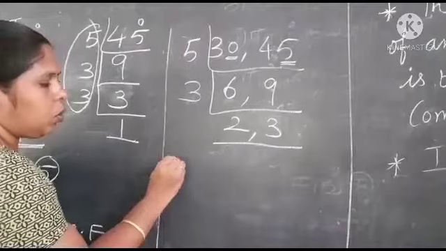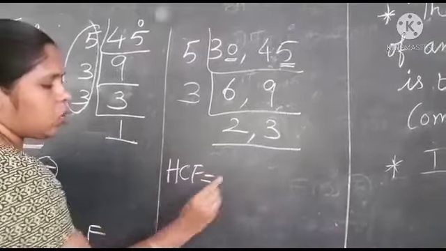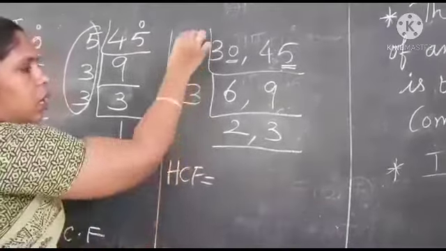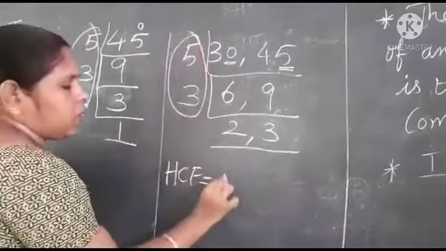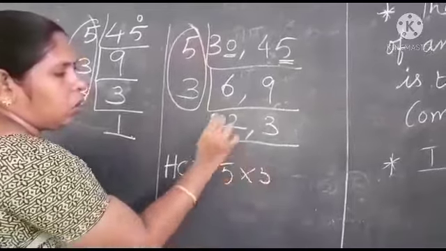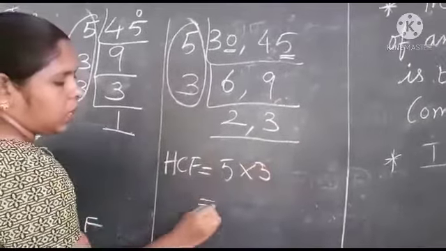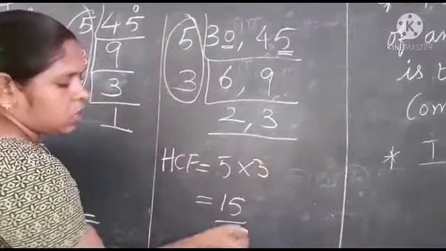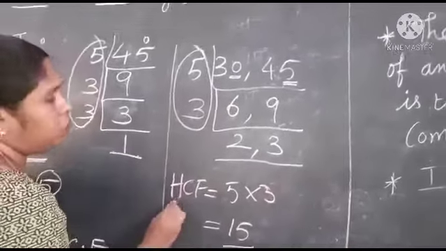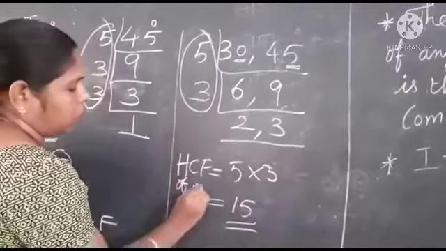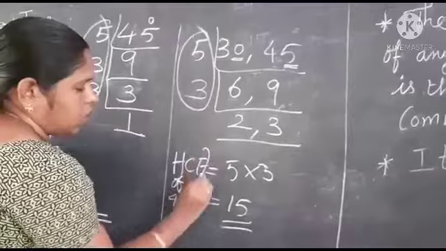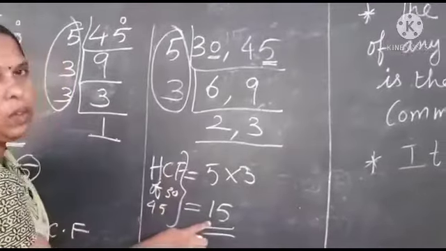Next, what can you do? Write the highest common factor. So what are the highest common factors here? Write the factors 5 and 3. 5 into 3. You don't write the down number, so write the side numbers only. Next, 5 3s are 15. So this is also one of the methods. HCF of 30 and 45, what is the answer, children? 15. 5 into 3, 15.